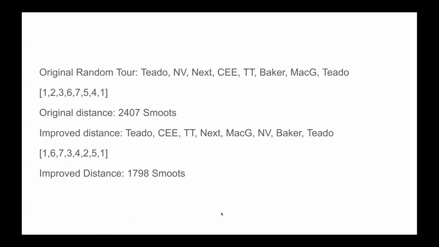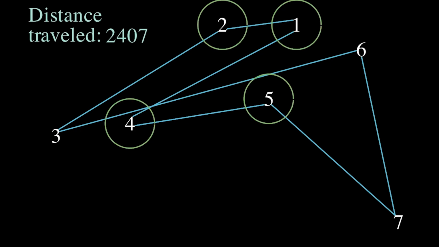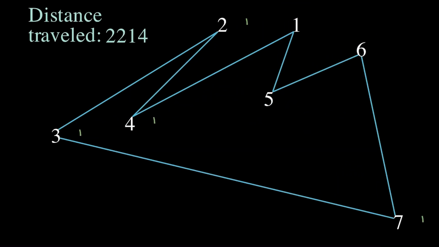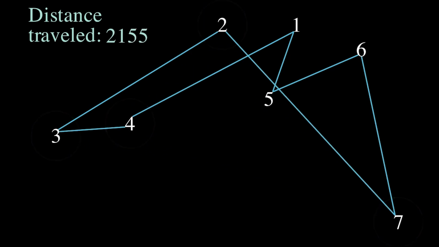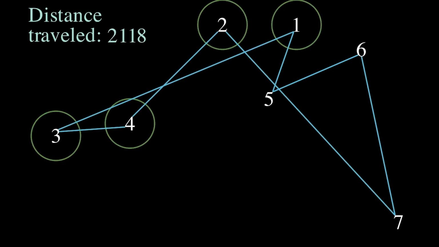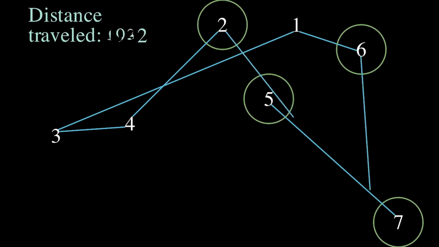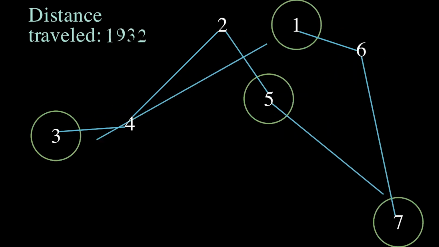Now, if we are looking at an initial tour of Tito, Newvassar, Next, CE, TT, Baker, McGregor, and Tito with the following numbering system, the original distance that we get would be 2,407 smoots. And by running the 2-opt algorithm, we get an improved distance of 1,798 smoots, which is an improvement, but not the global optimum.